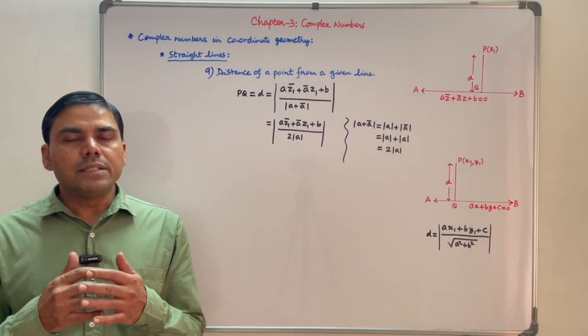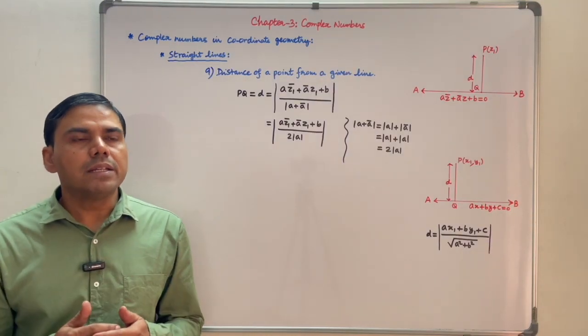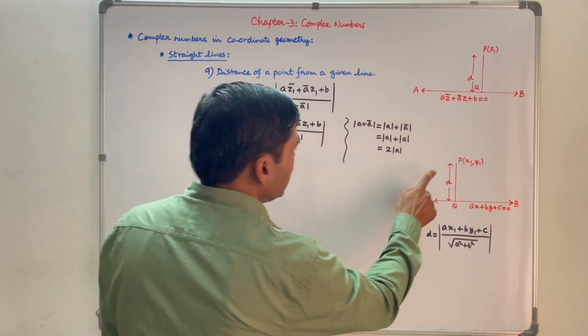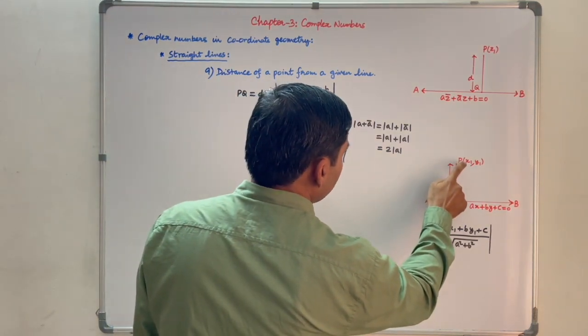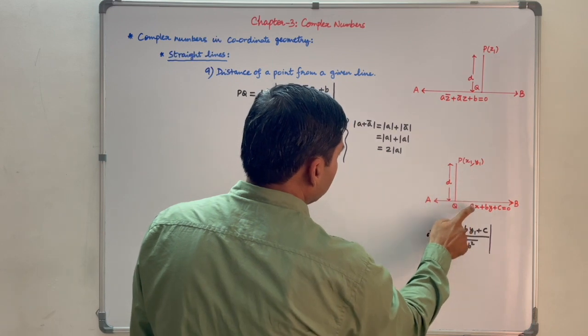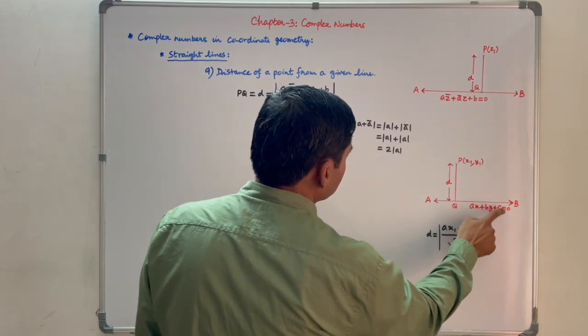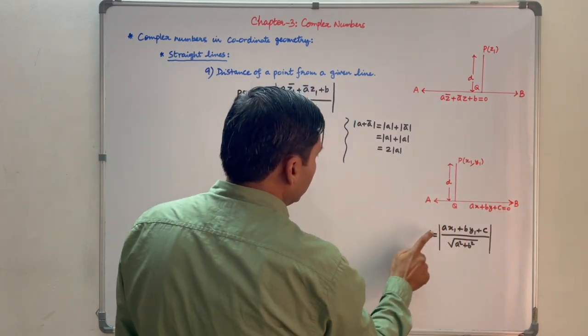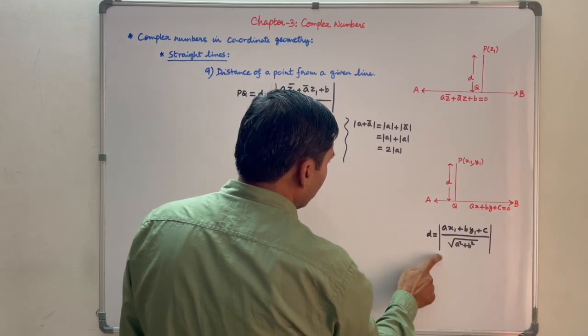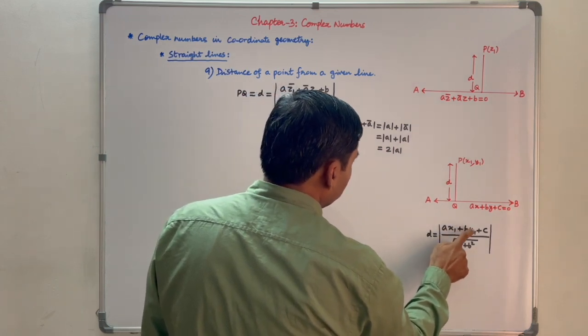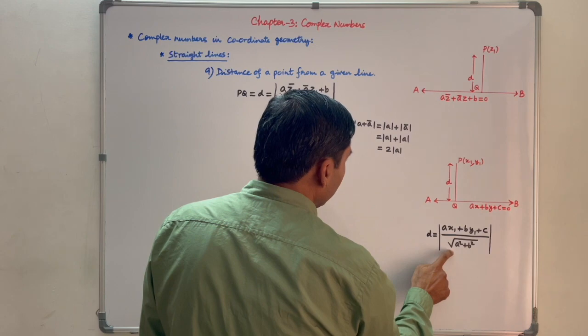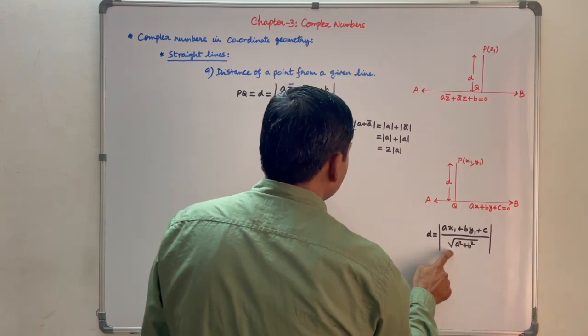Now let us see the distance of a point from a given line. In coordinate geometry, we have seen that the distance of a point (x1, y1) from a given line ax + by + c = 0 is given by d is equal to mod of (a x1 + b y1 + c) upon under root a square plus b square.